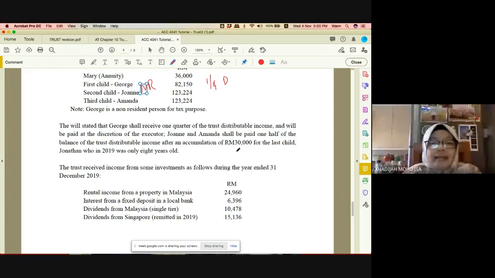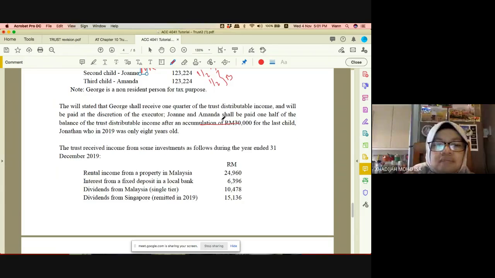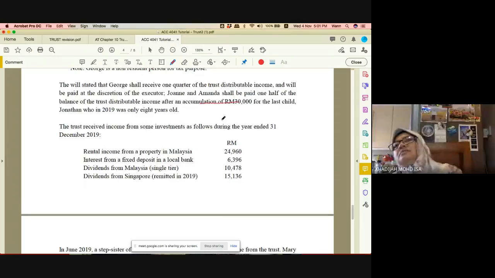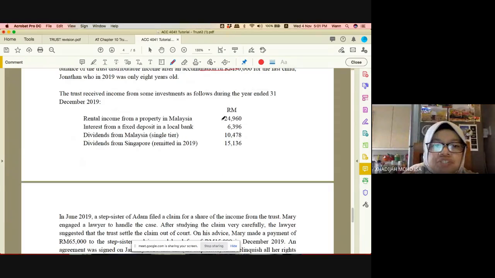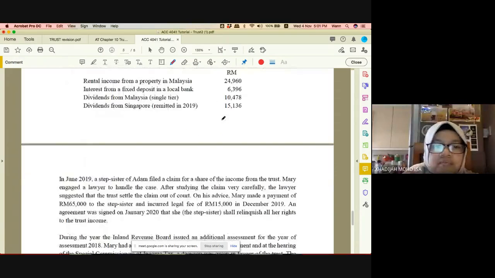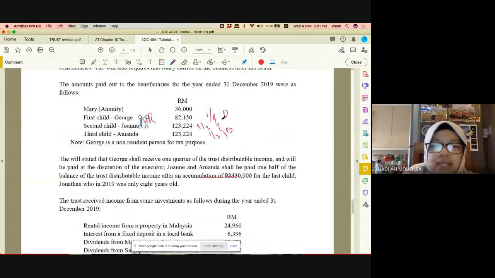Joanne and Amanda are paid 1/2 of the balance. So Joanne and Amanda is 1/2 of the balance. And accumulation of 30,000 for the last child. The trust receives income from rental income, interest, dividend and dividend.